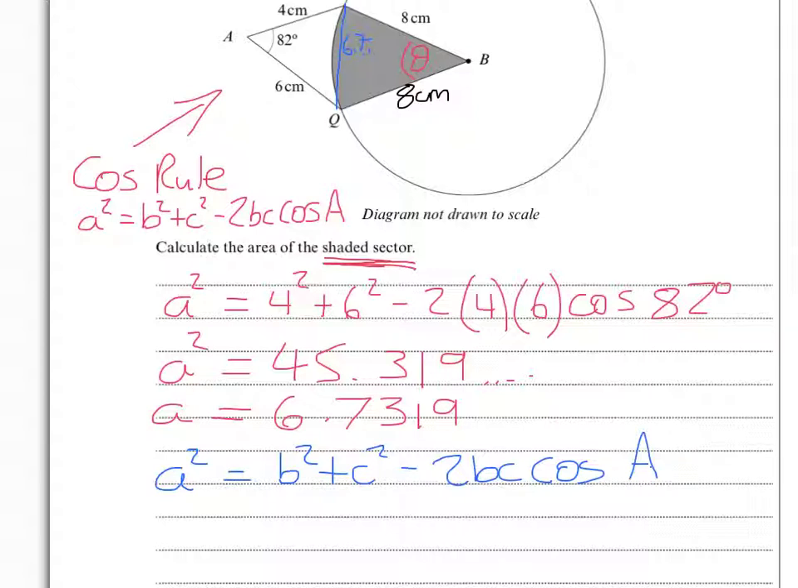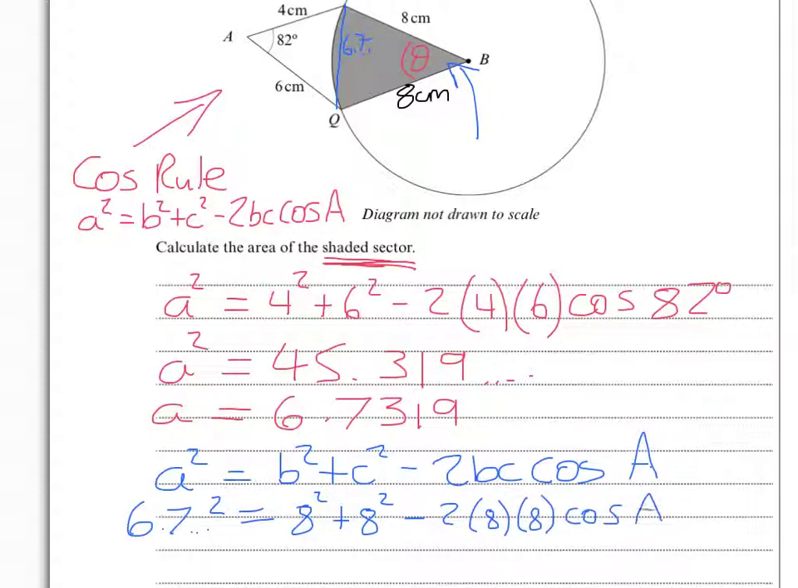So in my diagram, the number that is opposite my angle is 6.7, so that needs to stay as the number that is becoming squared. My b squared and c squared, well, I know that they're both going to be 8 squared, and B and C are both 8 in this final part, cos of A, which is what I want to find.